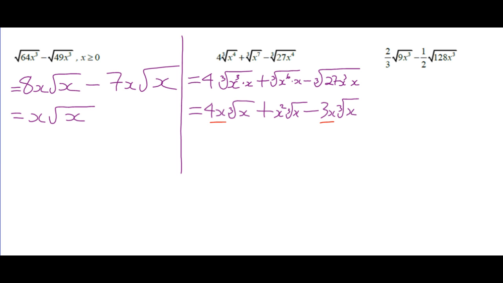These are like terms, because I could do 4x minus 3x. And I've got an x squared cube root x, which I can't combine, so it just becomes an expression that's added. So it's going to be 4x minus 3x, which is x cube root x, plus x squared cube root x. Okay, that's the answer for that one: x cube root x plus x squared cube root x.